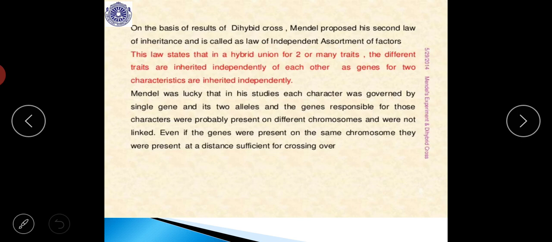Mendel was lucky that in his studies, each character was governed by a single gene and its 2 alleles, and the genes responsible for those characters were probably present on different chromosomes and were not linked. Even if the genes were present on the same chromosome, they were present at a distance sufficient for crossing over. So because of this crossing over, genetic recombination took place, and they produced new gene combinations in the F2 generation. This was the first fact observed by Mendel, and that was his unique contribution.